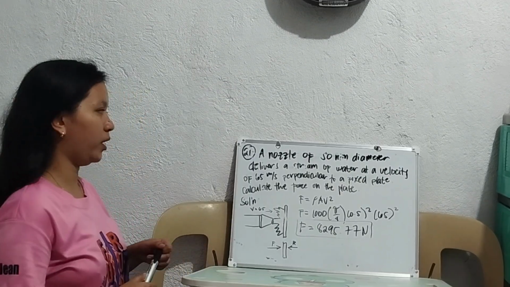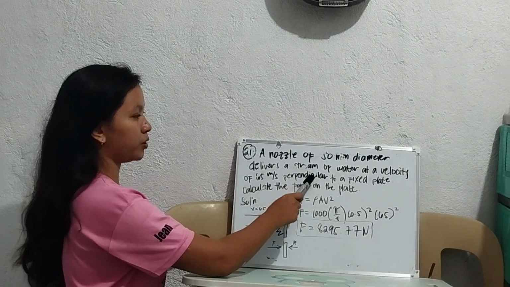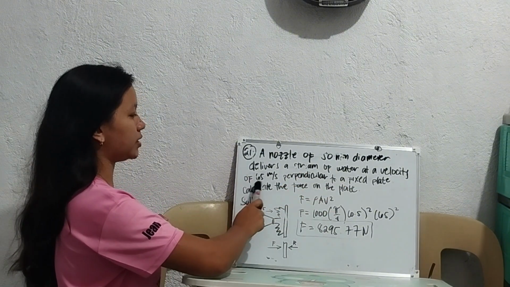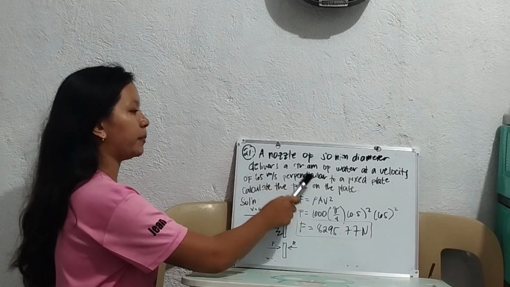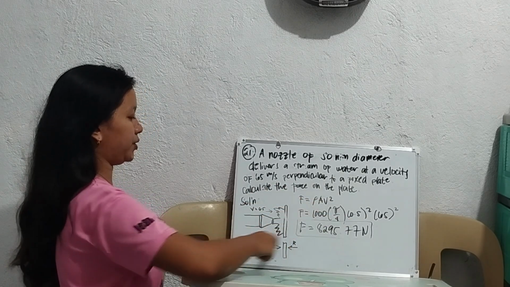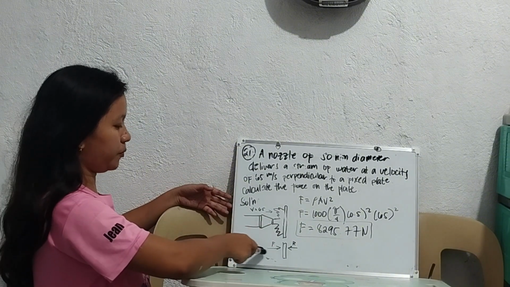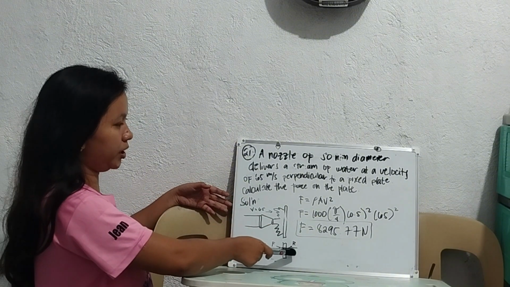For number 21, a nozzle of 50 millimeter diameter delivers a stream of water at a velocity of 65 meter per second perpendicular to a fixed plate. Calculate the force on the plate. So this is our figure. We have the velocity 65 meter per second and the force is perpendicular to the plate.